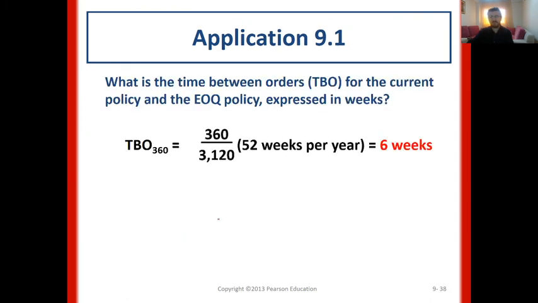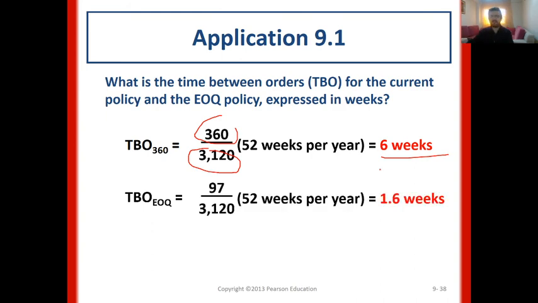Okay, and how about time between orders? This is Q, this is demand. Okay, and 6 weeks. Every 6 weeks we are going to give one order. I'm sorry, in the current policy they were giving one order every 6 weeks, but because the lot size decreased from 300 to 92, in the optimal policy we have to give one order every 1.6 weeks.